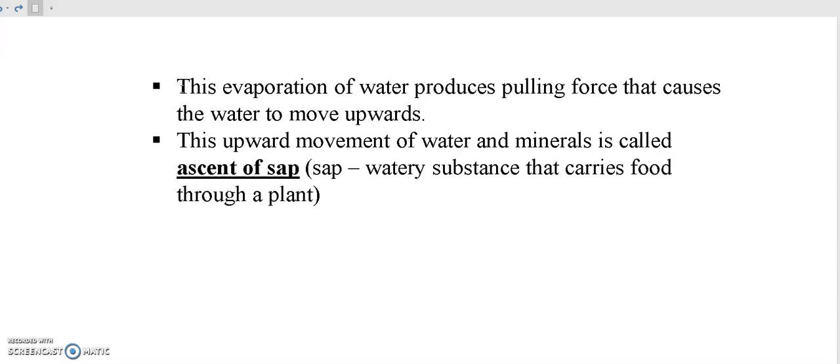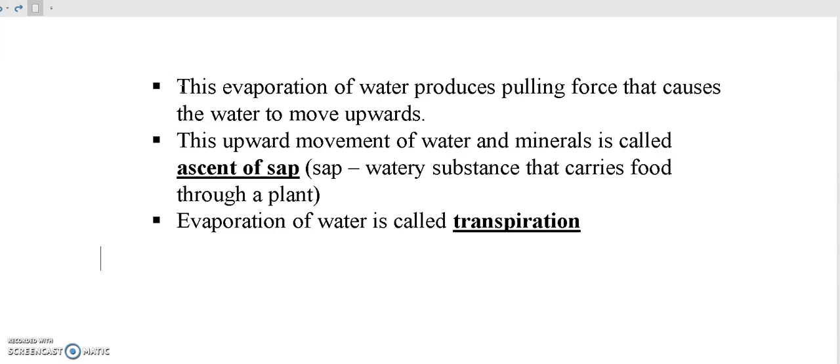And this evaporation of water is called transpiration. This whole process of evaporation of water, which also produces a pulling force, happens mainly through the stomata, which are on the surface of the leaves. So this evaporation of water is called transpiration.